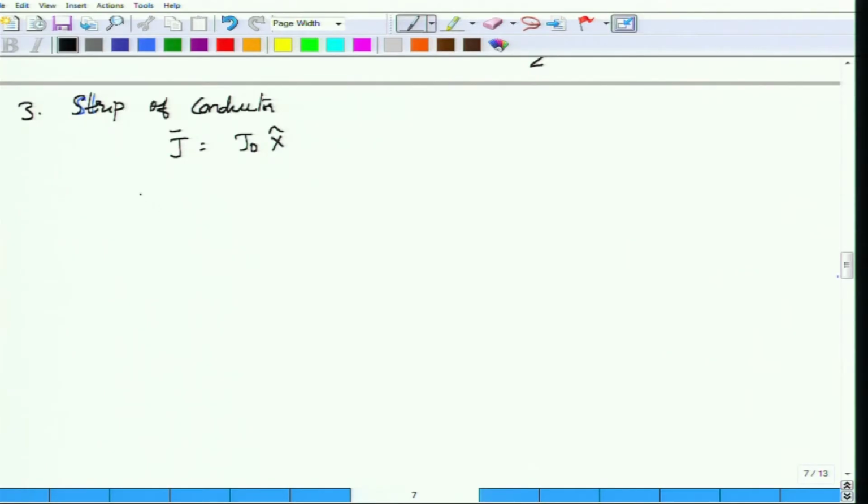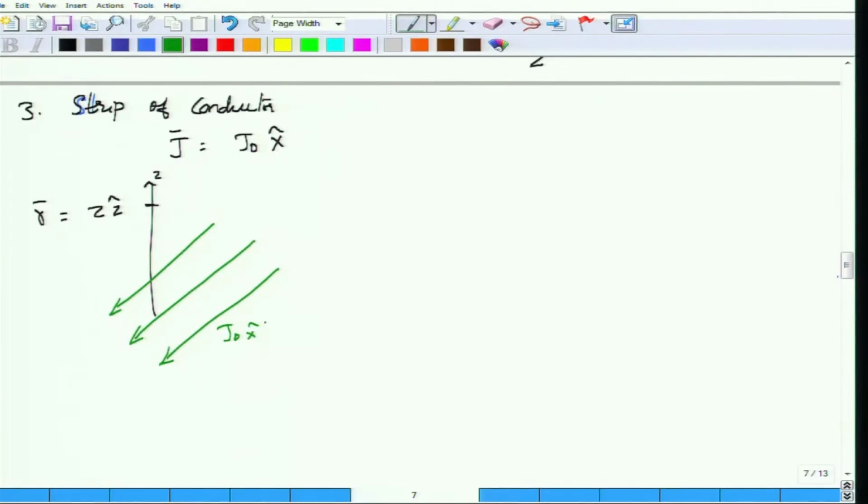So, I want to find out the field at the axis point, that is along the z axis at a height of z. So, this would be my r vector, just like the previous case where I found out the field on the z axis. I want to find the field here also on the z axis. The strip is carrying current J0 along the x axis, and we want to calculate the field at this point.